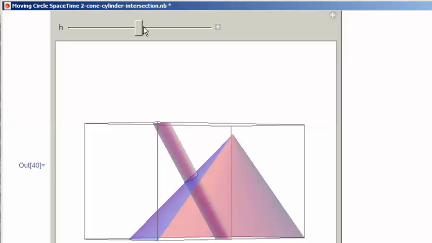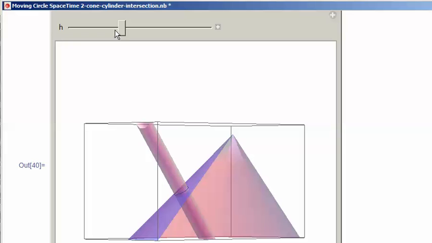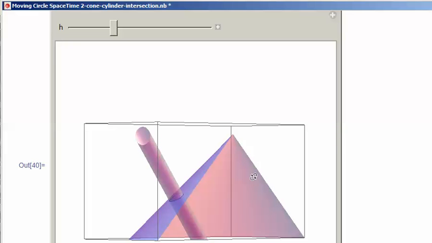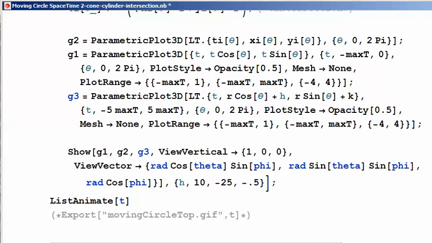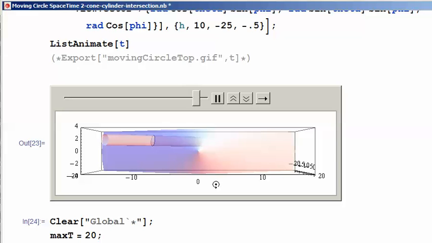Well, I didn't actually necessarily find the simple-to-remember formula for the intersection of a cone and a cylinder. I did manage to get an animation of it, and this is what it looks like as the cone goes by, or as a cylinder goes by the cone.